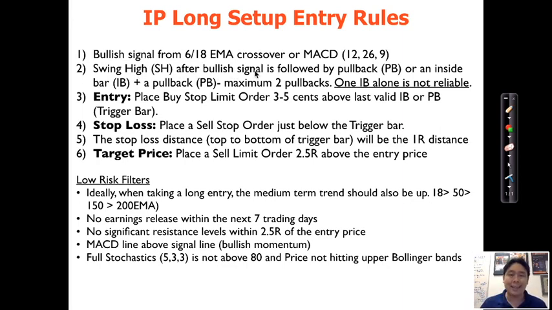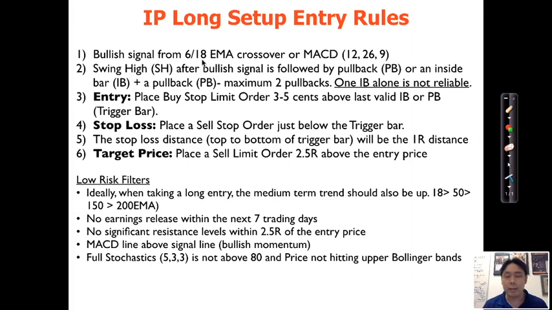And right after the swing high, the next candle must be followed by a pullback or an inside bar. If it's not followed by a pullback or an inside bar, it's not a valid trade. It must be an inside bar followed by a pullback. Remember that on an inside bar itself, you can't take an entry. You have to wait for at least one pullback after the inside bar. We can have a maximum of only 2 pullbacks. One inside bar alone is not reliable.